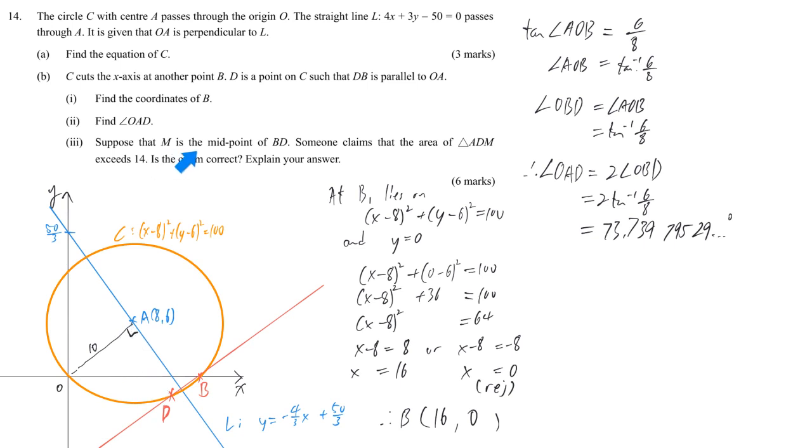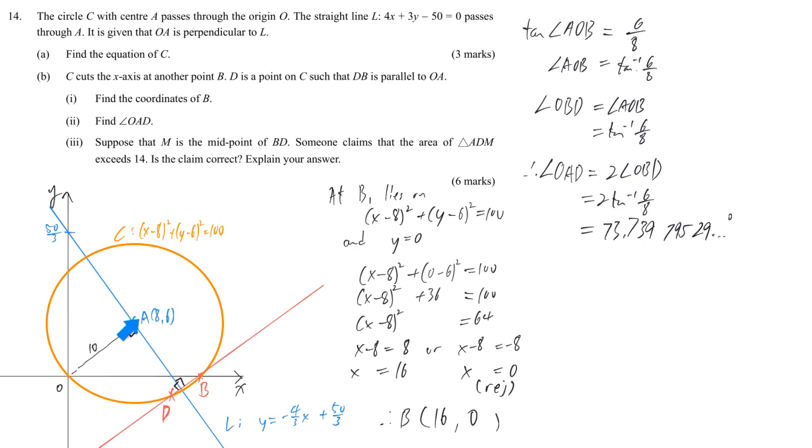In the last part, M is the midpoint of BD, so somewhere here, and then someone claimed that the area of triangle ADB exceeds 14, so we better calculate the area of this triangle. One thing to remind you is OA is parallel to DB. At the same time, this is a right angle. So by interior angle or alternate angle, we know that these two are perpendicular.